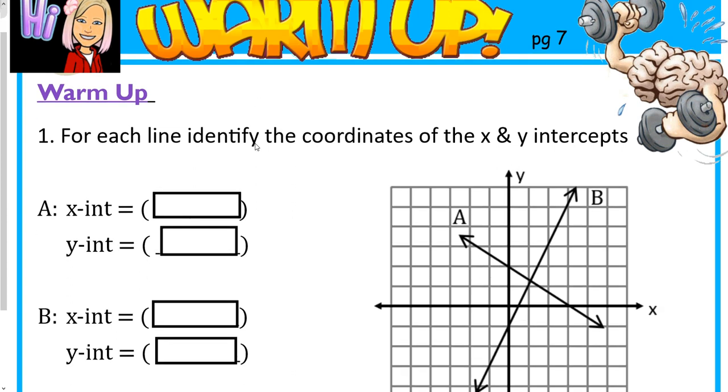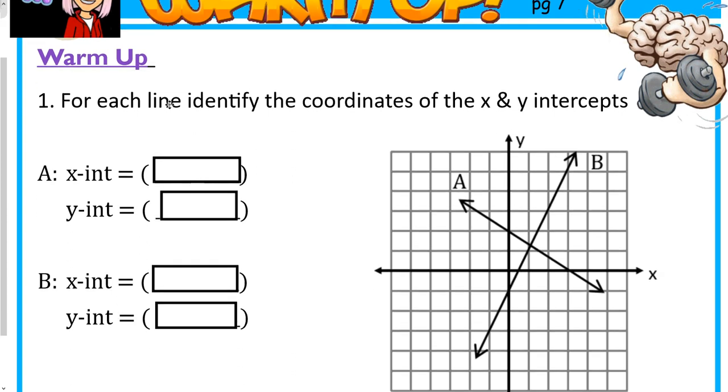All right, so for the first question, for each line, identify the coordinates of the x and y intercepts. So just looking at the two lines that we have here, what is the x-intercept of line A and what is the y-intercept of line A? So x-intercept is where the line crosses the x-axis, and for this question it would be at -3, 0.